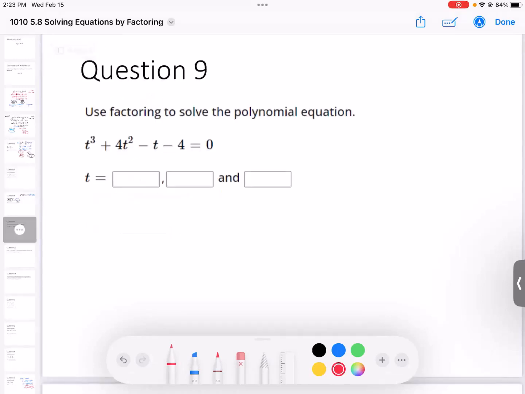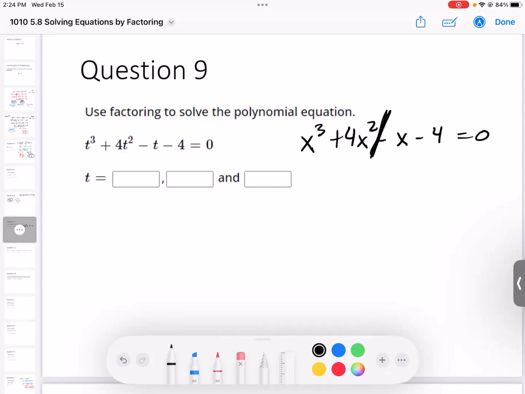On question 9, this one is one where you're going to have 3 solutions. So if we look at this equation, we have t cubed. Oh, I'm just going to actually do x's because t's look like plus signs to me. So I'll do x cubed plus 4x squared minus x minus 4 equals 0. So this one's nice because it's already equal to 0, but I need to get this side factored. So what would I do to get that into factored form? Yep, because there's 4 terms, I can try out factoring by grouping to see if that works.